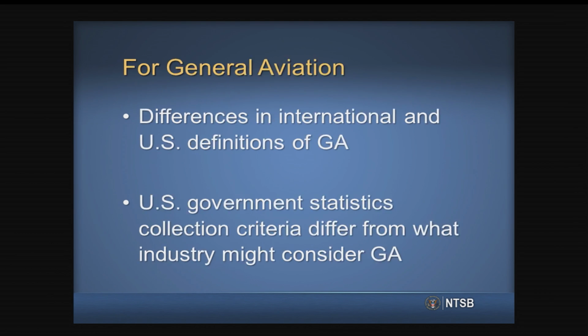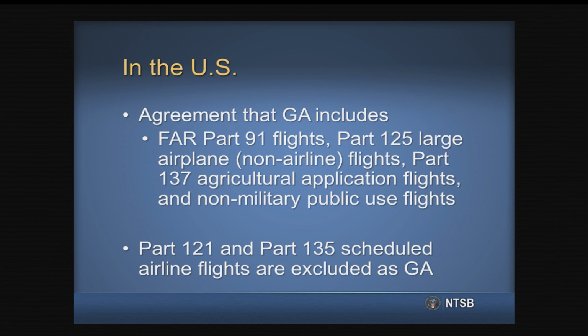somewhat problematic. For general aviation, there are differences in international and U.S. definitions of GA, and U.S. government statistics collection criteria differ for what industry might consider GA. In the U.S., there's general agreement that GA includes FAR Part 91 flights, Part 125 large airplane non-airline flights, Part 137 agricultural application flights, and non-military public use flights.